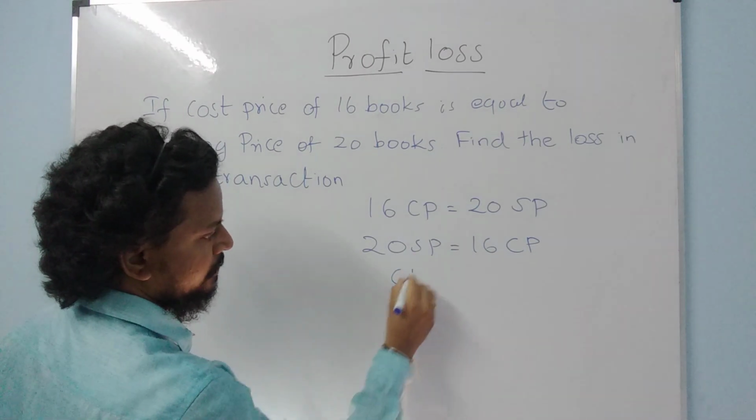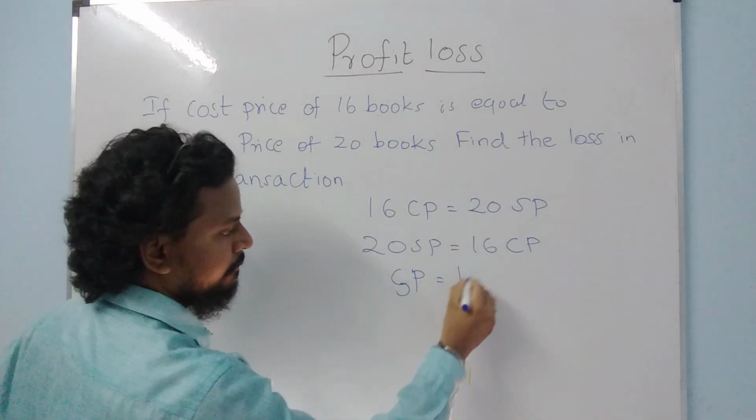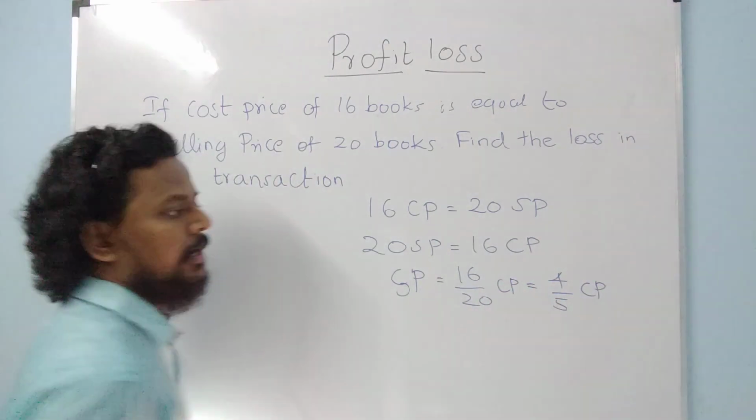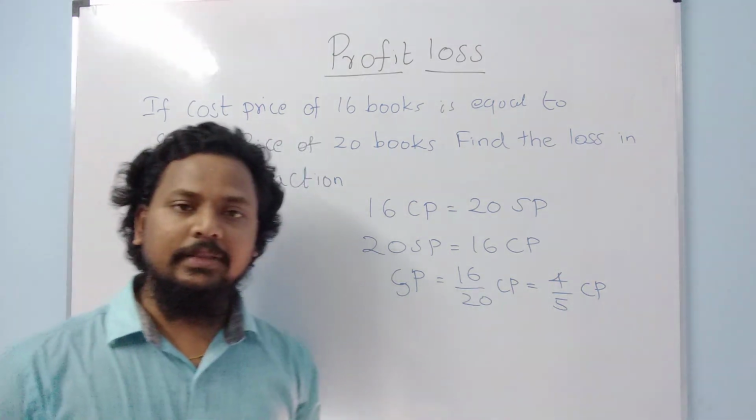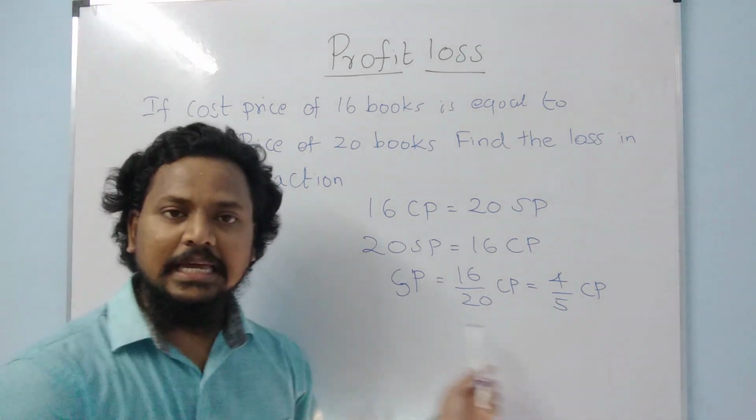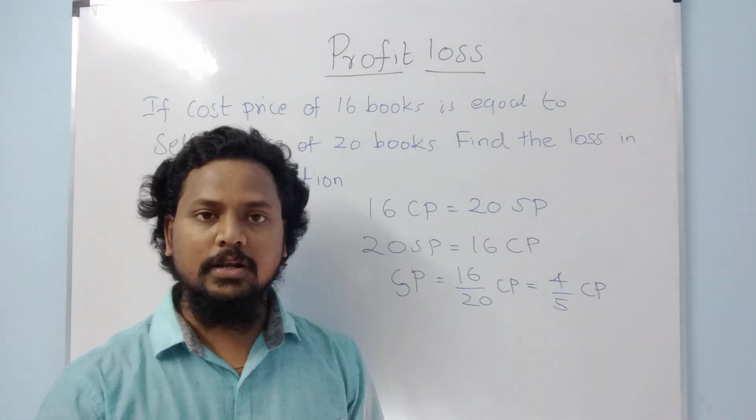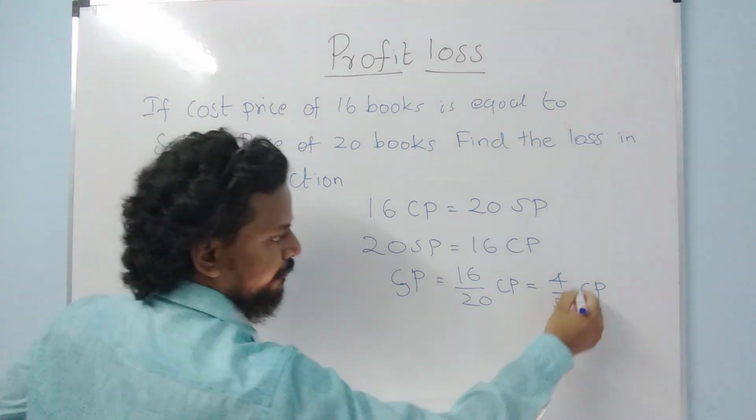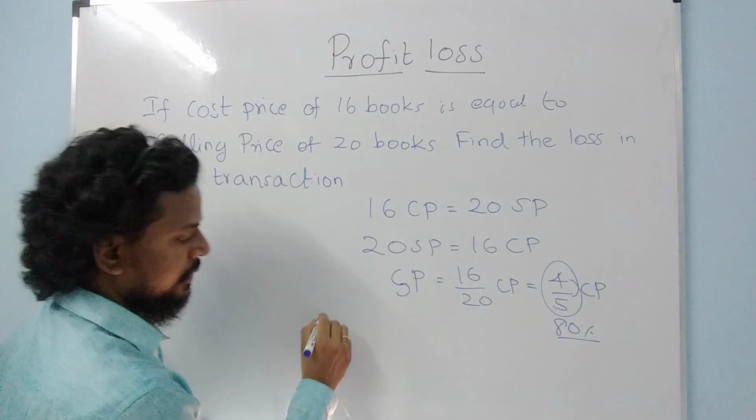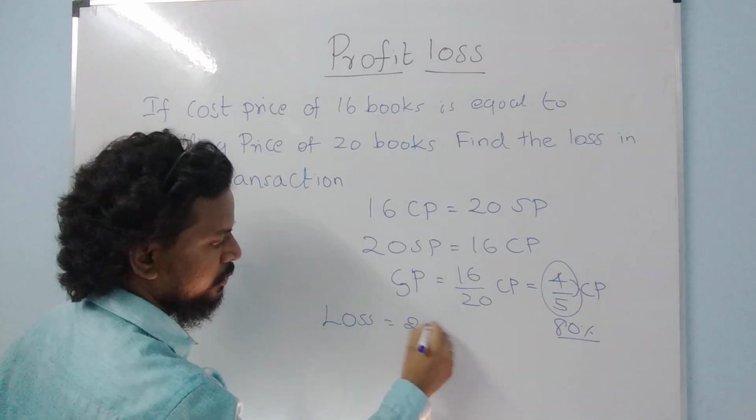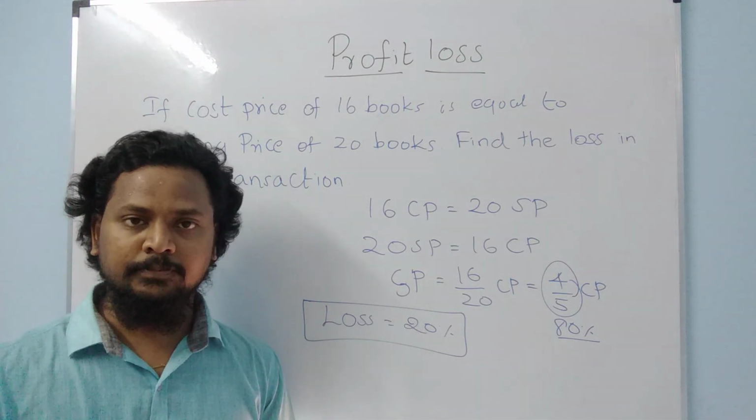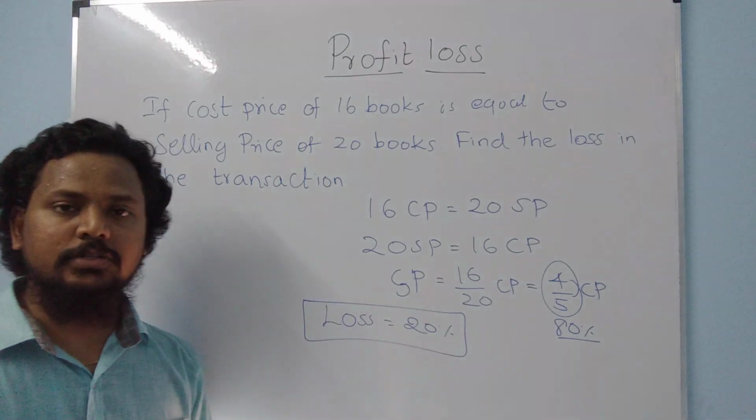So SP equals 16 upon 20. What is 16 upon 20? 4 upon 5 CP. If you know what 4 by 5 is, then the answer is over. 4 by 5 is 80%. So my SP is 80% of CP. So what is the loss here? 20%. 4 by 5 is nothing but 80%, so I got only 80% of my investment. So the loss in the transaction is 20%. This is how we solve these types of questions within a few seconds.